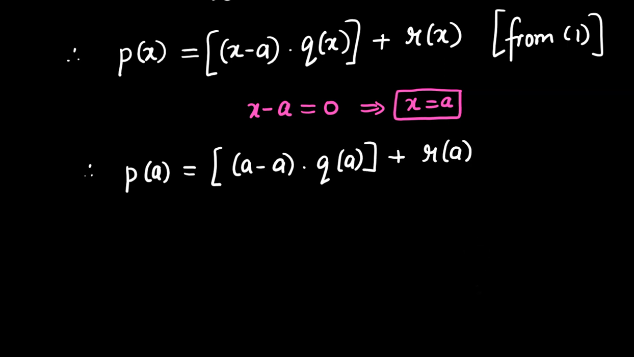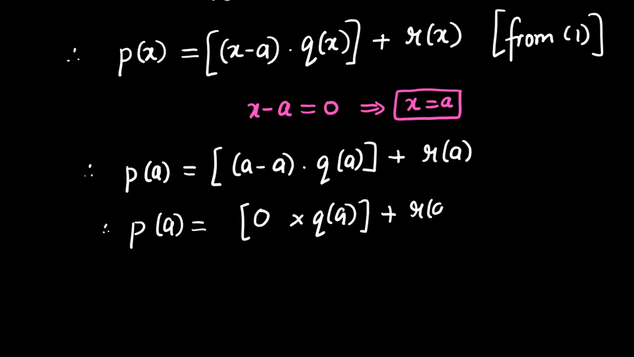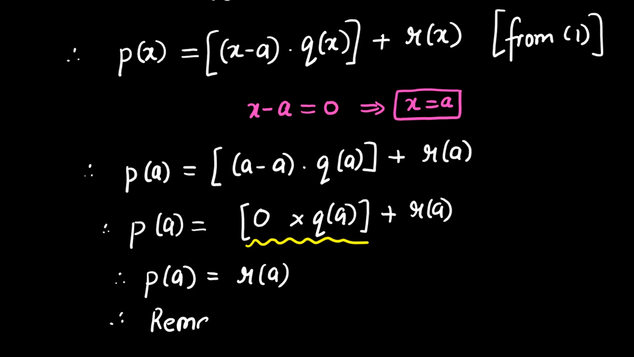Fine. So the next step will be p of a equals, a minus a is what? 0. 0 multiplied by q of a plus r of a. Therefore, this entire term will be 0 because it is multiplied by 0. So there is no question, it is r of a. What is r of a? That is nothing but the remainder. So we have actually proved the remainder is p of a.